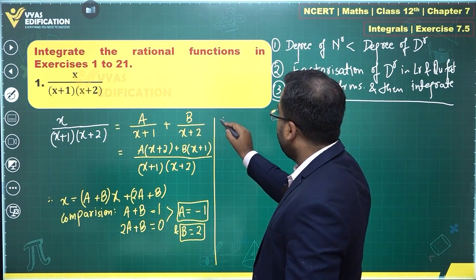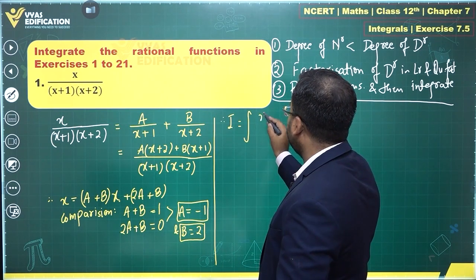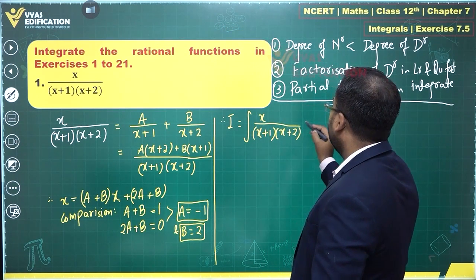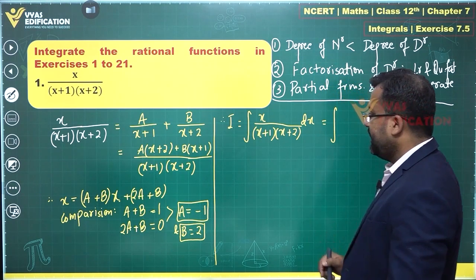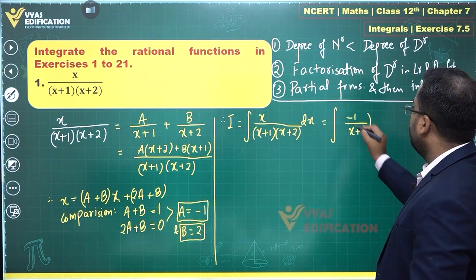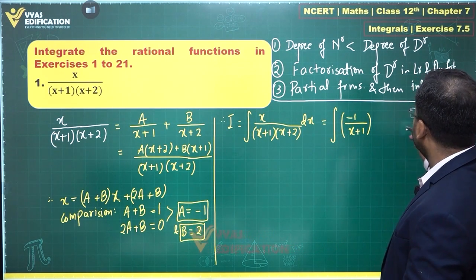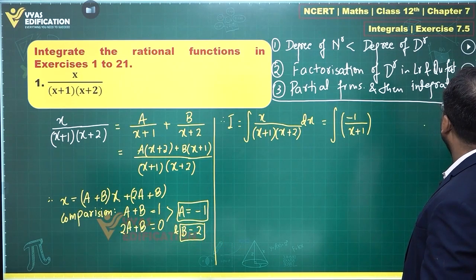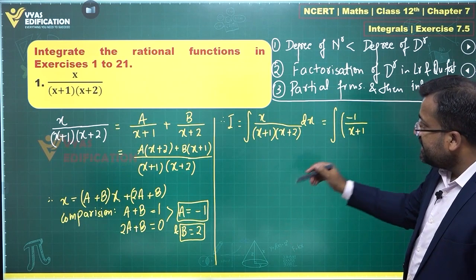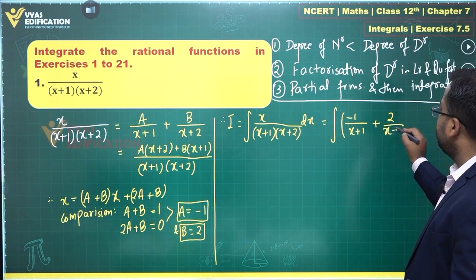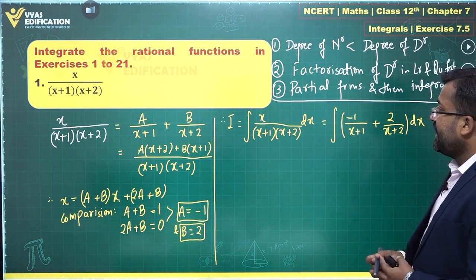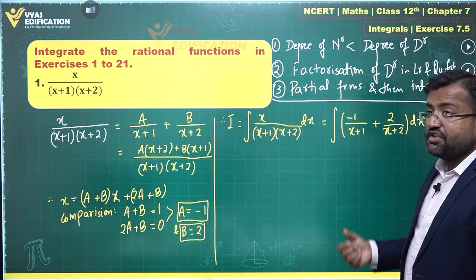Therefore, we can say, I, the integral of x upon x plus 1 times x plus 2 dx is actually equal to the integral of a, which is minus 1 upon x plus 1, plus 2 upon x plus 2, integral of this particular expression. Now take a look at this. This should be always equal to this. Yes, this is an identity kind of thing.